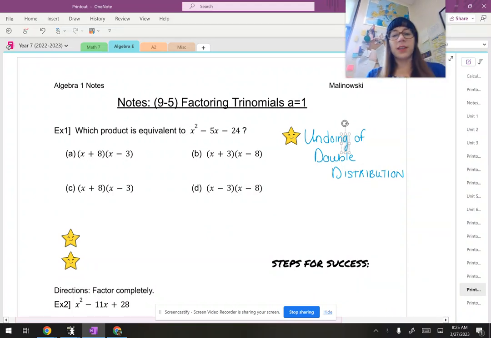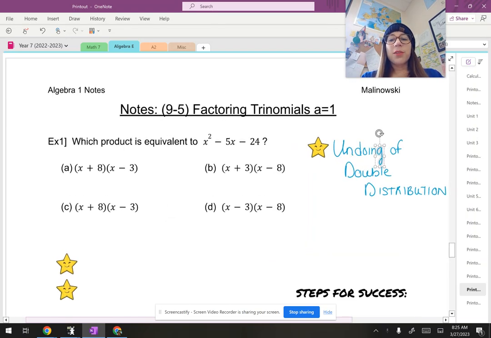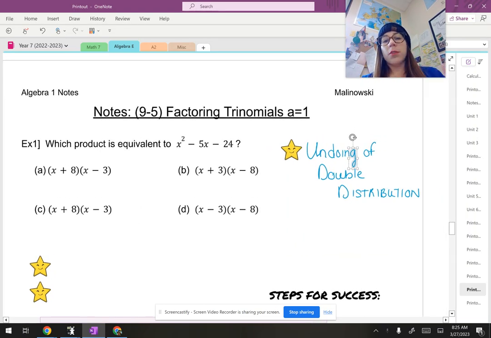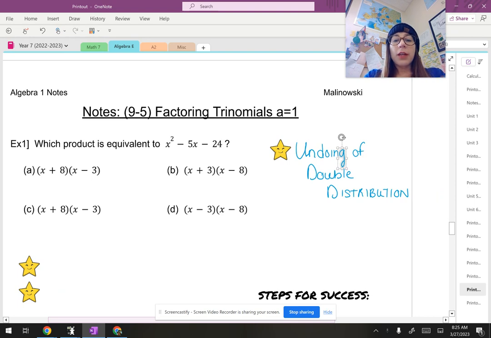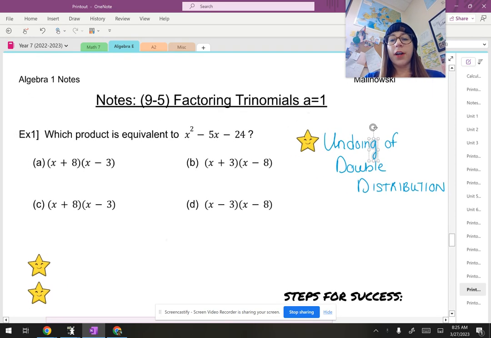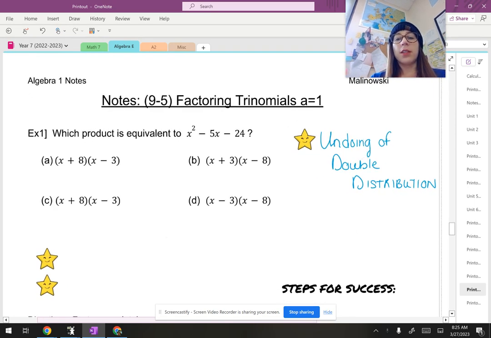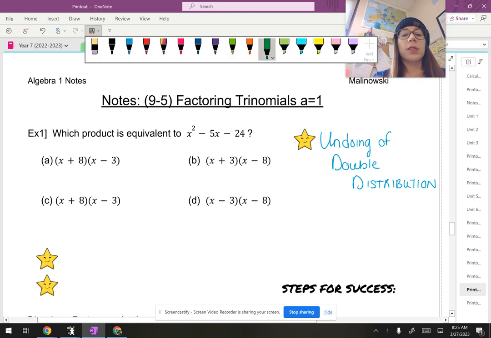I'm swell, thanks. Cool. So today we're going to look at something on my screen. Today we're looking at notes for Algebra 9-5 on factoring trinomials where a is equal to 1. So just kind of breaking that down a little bit.